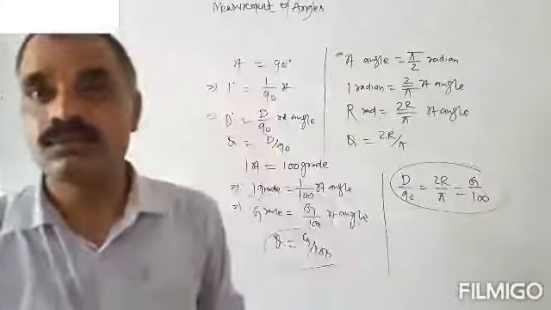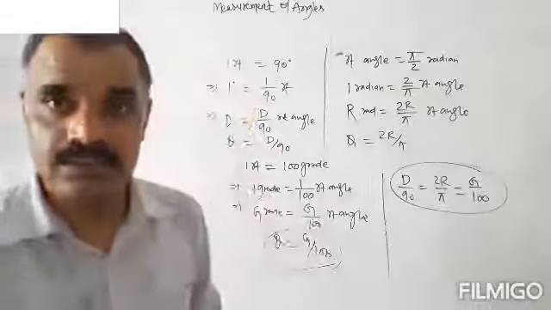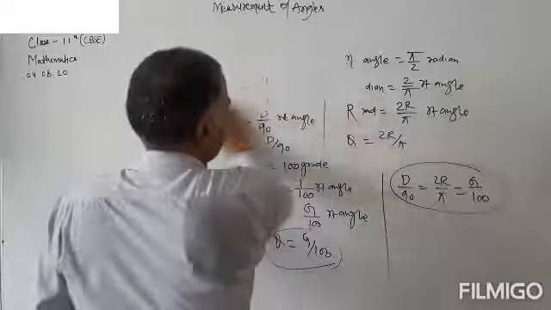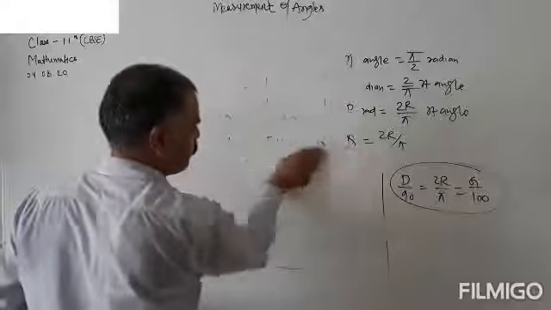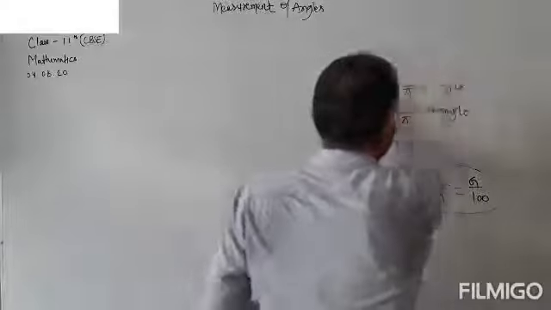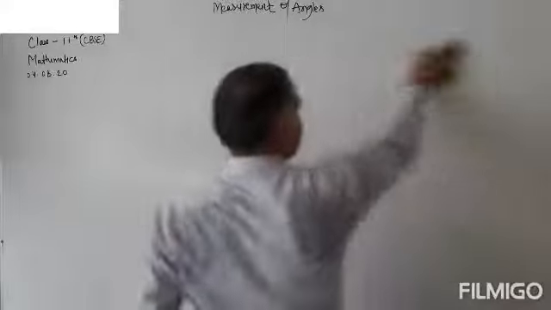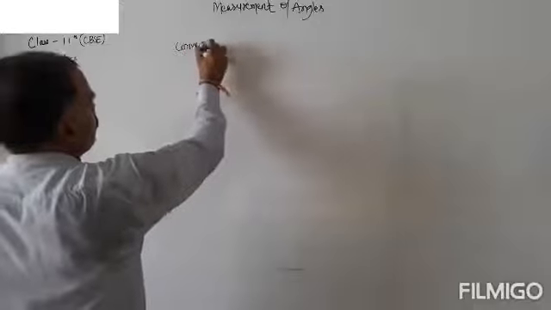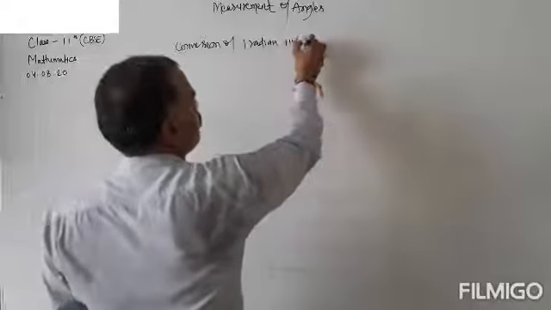Okay, now we are taking an example for better understanding of this relation. Now we are going to convert 1 radian into degree. 1 radian into degree means 1 radian is equal to how many degree? Conversion of 1 radian into degree.